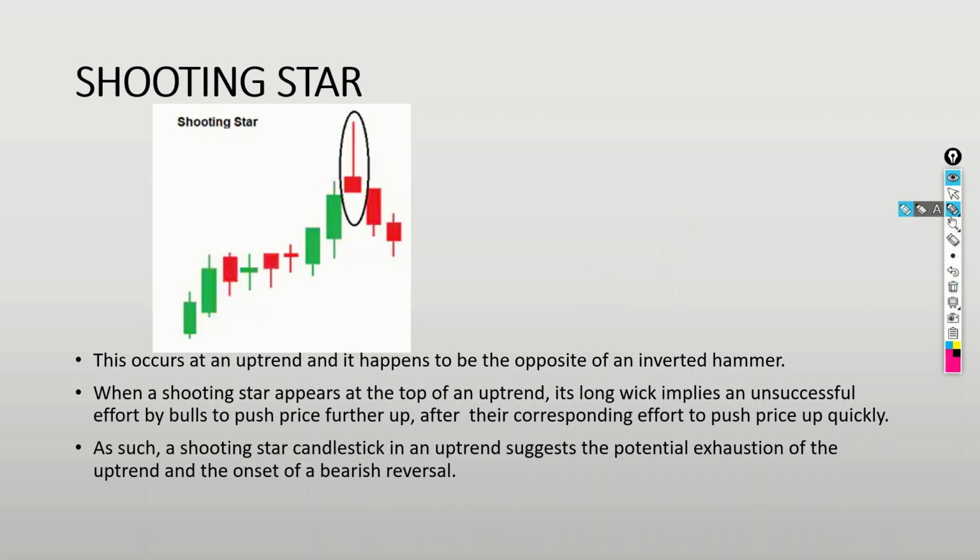So we are saying when you look at the prices moving higher like that, then at the top of the uptrend you form a shooting star. It is the opposite of an inverted hammer. This one shows that the uptrend has exhausted. Then we expect a new move, either short term or long term.